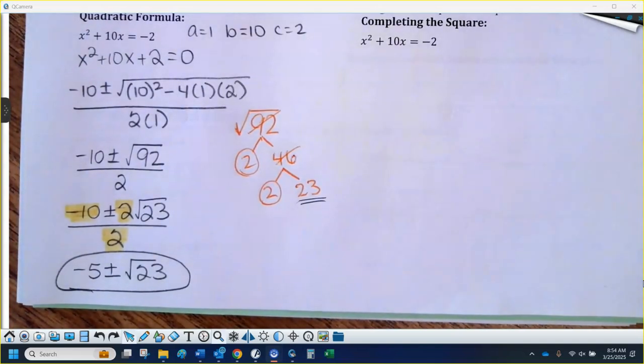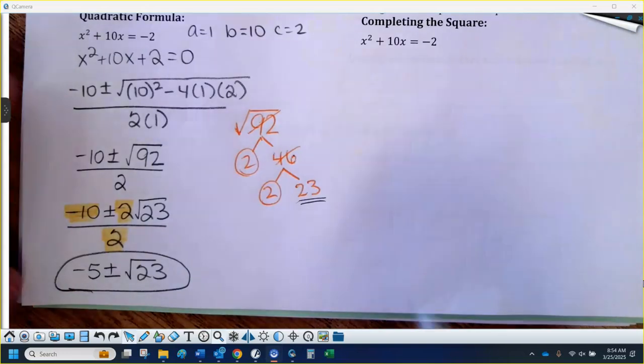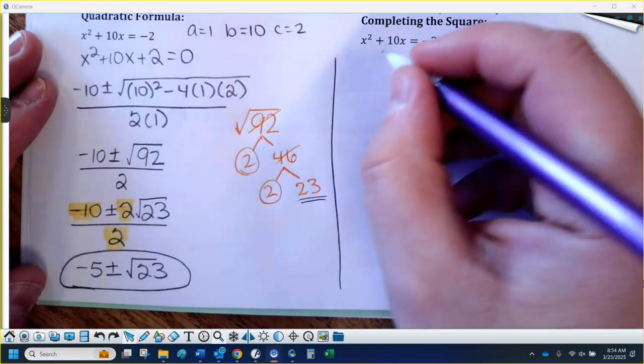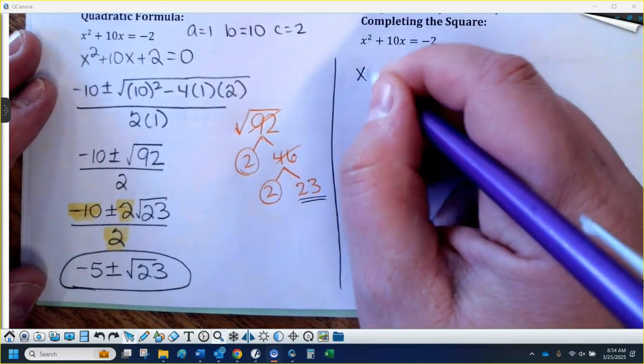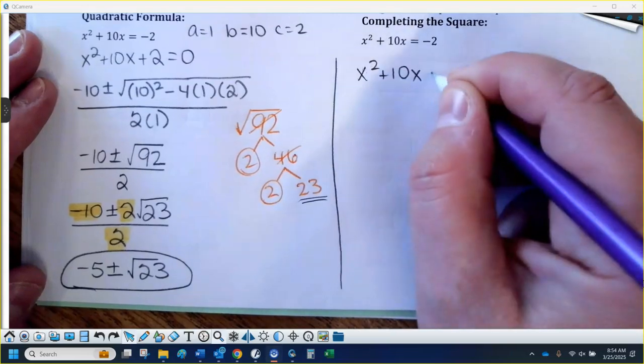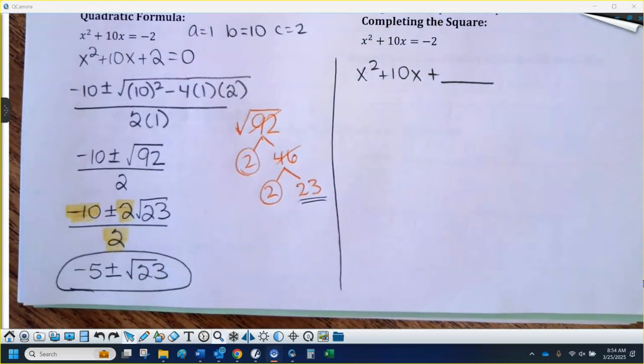So this one's a little bit more complicated than the one we just did, obviously, because we had nice numbers on that last question where we practiced all the different methods. This one's not as nice. So let me show you the completing the square here. All right, so completing the square, same question. I'm just going to leave a little space. I'm going to write x squared plus 10x, leave myself space to complete the square.